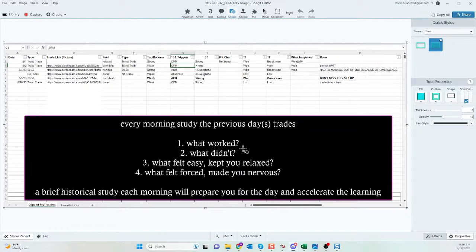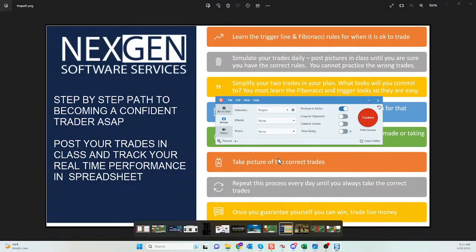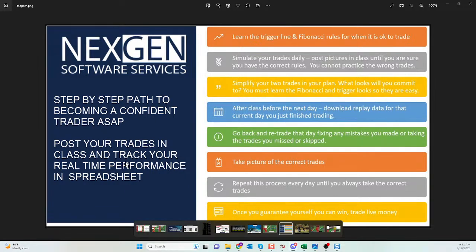So what worked? What didn't? Go through this checklist every day. Look at your trades. Do a little historical study, and it's going to get you in the right mindset. It's going to have you focused on advantages as you come into the day. Guys, that's your path to becoming a confident trader. It's very simple. It's only 2 things: post and track. Post and track, post and track.